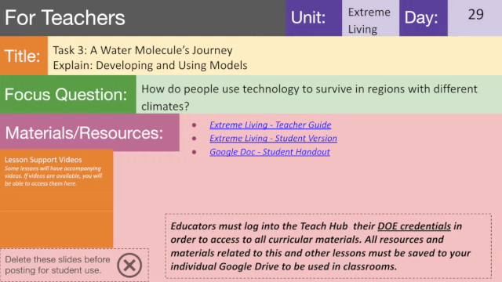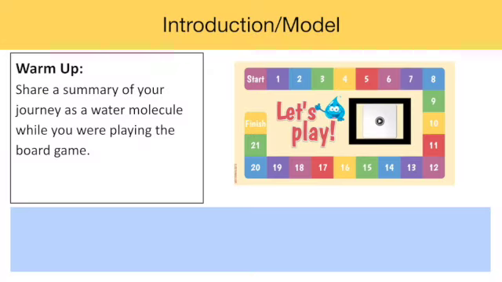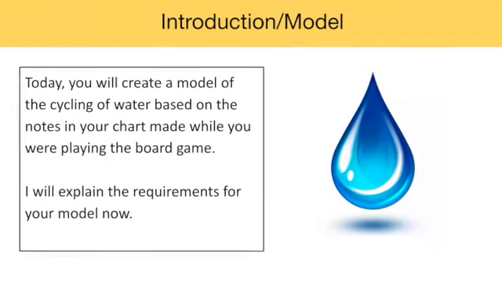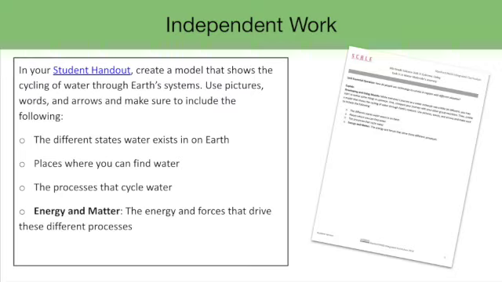students will use what they've learned from the board game to construct their own model of a water cycle. From playing the game and sharing their journeys with each other, students will have learned that there is not one water cycle, but rather that water cycles around the Earth in various ways. With that knowledge, students can create their own model based on their experience with the game. On page 5 of the student handout, students will create a model to show how water cycles through Earth's systems. They should include the 3 different states that water exists in on Earth, places where water is found, the processes that cycle water, and the energy and forces that drive it all.